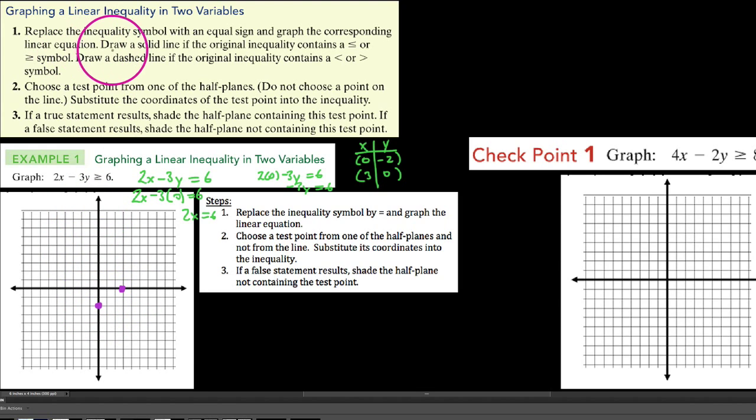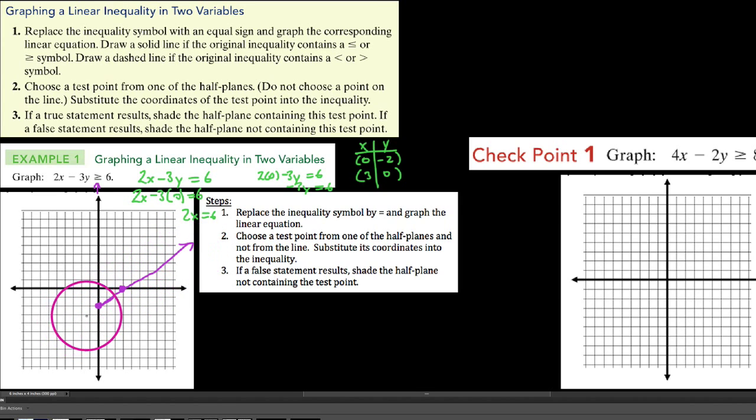Now, notice that it says draw a solid line if the original inequality contains a less than or equal to or greater than or equal to symbol, but we'll draw a dashed line if the original inequality is just less than or just greater than symbols. So in this case, we have a greater than or equal to, which implies that we're going to connect these dots with a solid line.